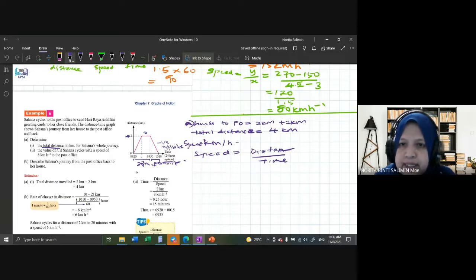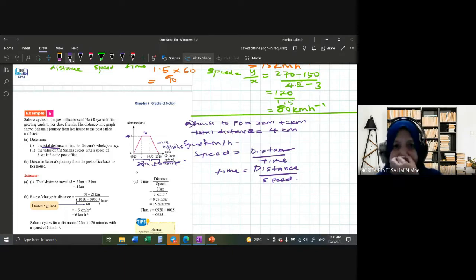Distance divided by time. Okay, so time only. Nak cari time adalah kita naik atas time, speed turun bawah. So must be distance divided by speed. Okay, so how many distance? Okay, nak cari time.